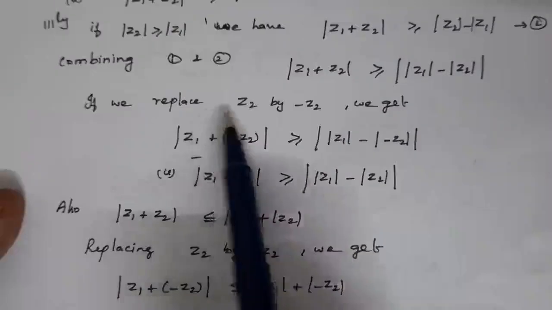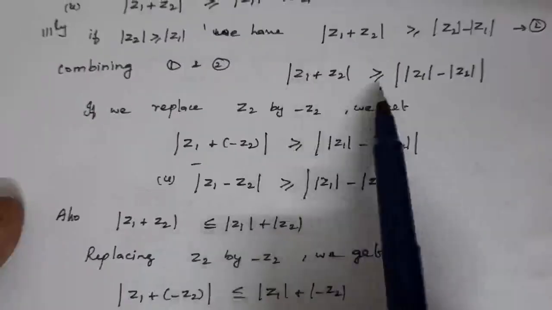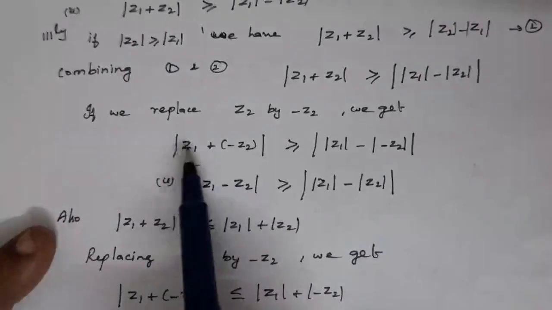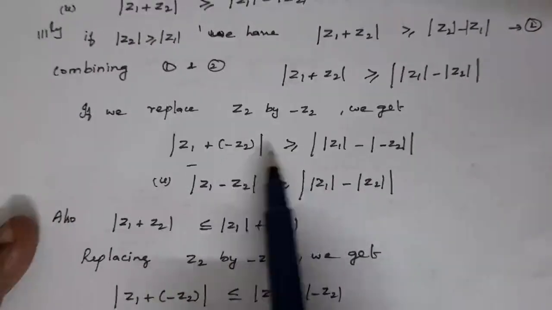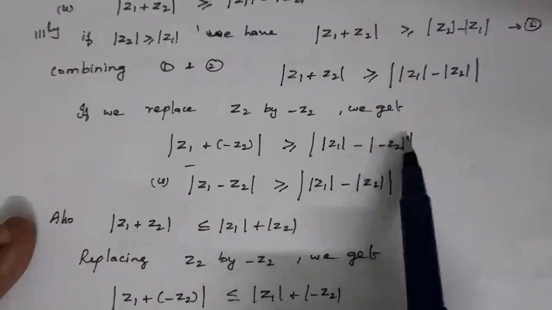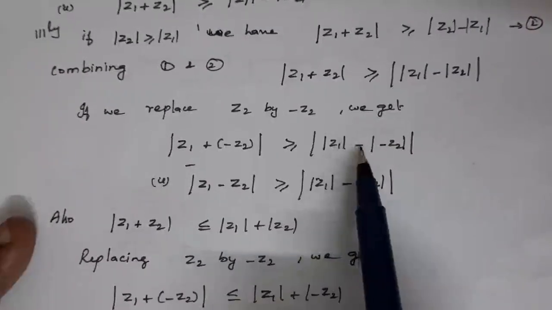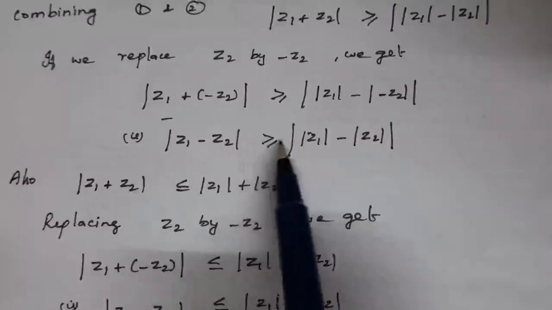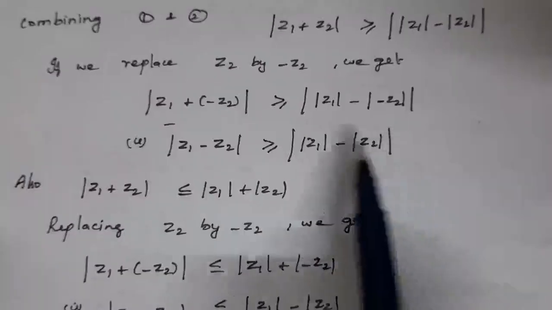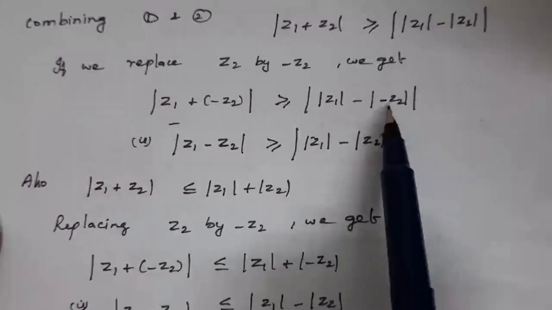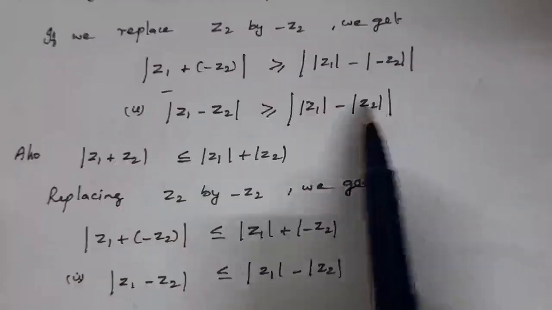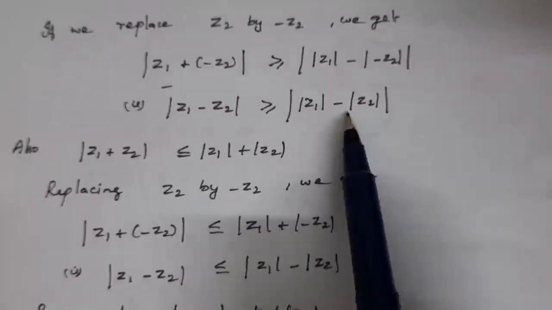So in this inequality, if we replace z2 by minus z2, what do we have? Modulus of z1 plus minus z2 is greater than or equal to the whole modulus of z1 minus of minus z2. That is plus into minus, minus, so it will become modulus of z1 minus z2 is greater than or equal to whole modulus of z1 minus modulus of z2. Then we have proved one part of the reverse triangle inequality.